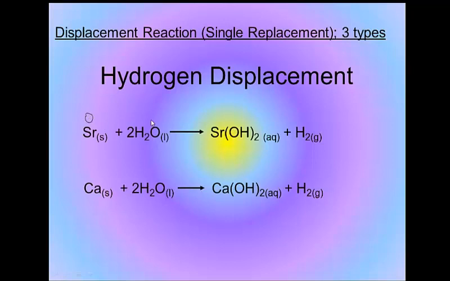Element, -2, +1. -1, there's 2 of them, so that's got to be a +2. Element, and I'm going to do the same thing here. It looks almost identical. Notice that the strontium has become more positive, so it lost electrons.